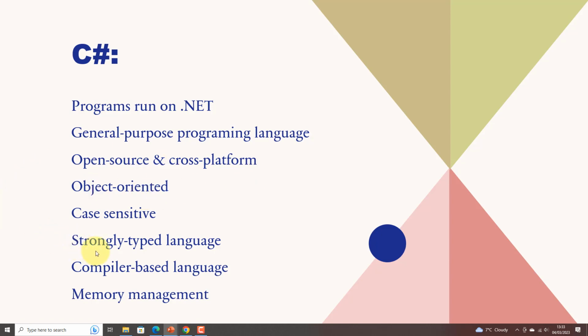C Sharp is a strongly typed language. That means we have to declare the type before we use a variable. For example, if I want to use whole numbers in my code, I have to declare the type. I have to tell the compiler that this variable is an integer variable. This makes C Sharp very safe compared with Python, where we don't declare the type. The type is determined by the interpreter.